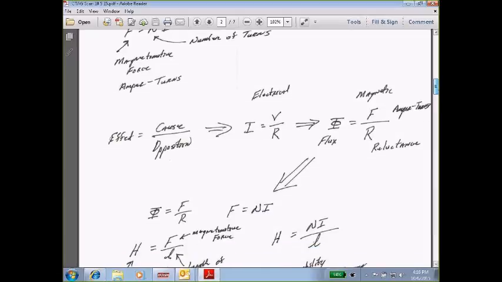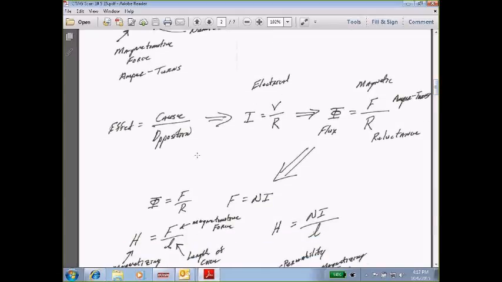Now, let's compare that with electrical terms. The effect is equal to the cause divided by the opposition. And as long as the cause is greater than the opposition, then the effect will be a net positive effect. Now, in electrical, what we're trying to obtain is current flow, the flow of electrons through the conductor. And what causes that is the voltage, or electromotive force, and what's opposing that is the resistance. So I is equal to V over R, and we all know that as Ohm's law.